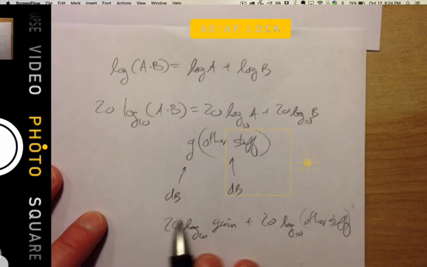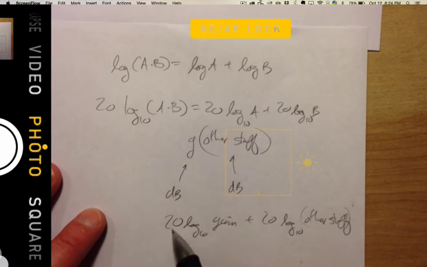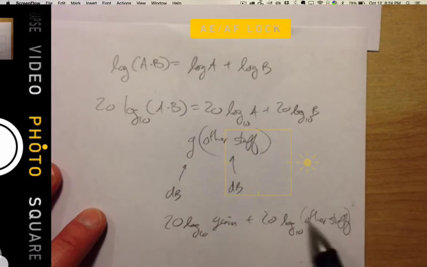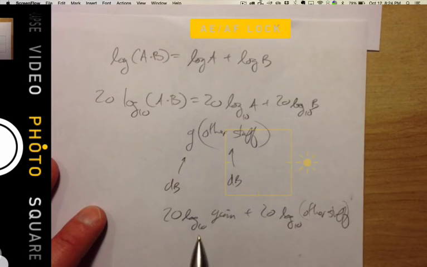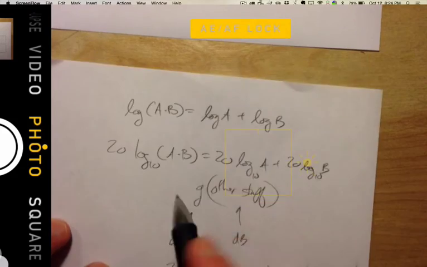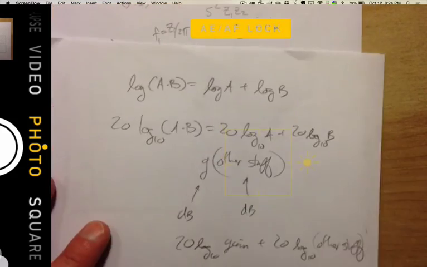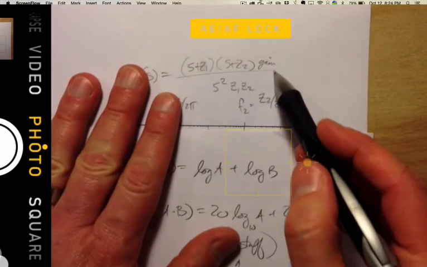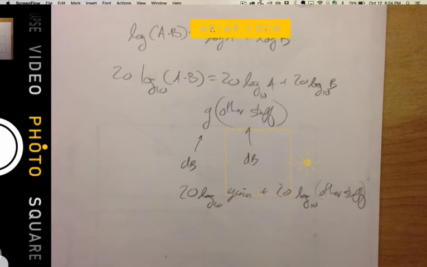So this is just a shift up or down in dB depending on my gain. If my gain were 10, it would shift me up 20 dB. If my gain is 1, it shifts me nothing. If my gain were 0.1, or 1 over 10, it would shift me down 20 dB. Not per decade, just 20 dB shifted all the way down. So this is just a vertical shift when I've got a multiplicative gain in my transfer function. This multiplier just shifts the magnitude part up and down.